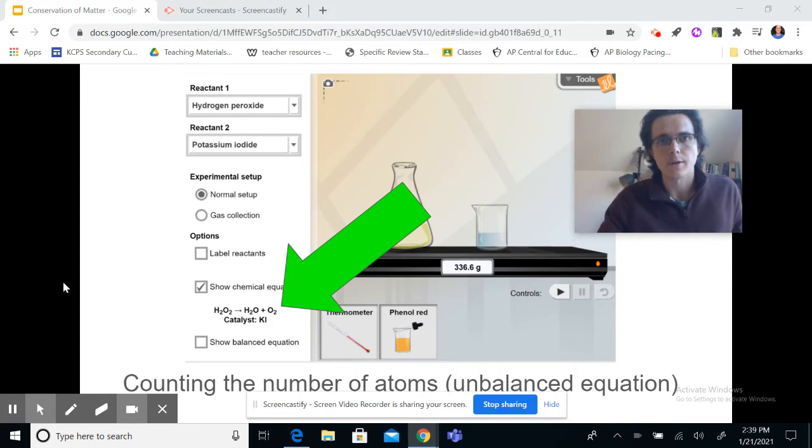Hi, chemistry students. So I've been getting some questions about numbers 5 and 6 on the Chemical Change Part 2 Gizmo. To start off on number 5, they have you click this box here to show the chemical equation for the reaction between hydrogen peroxide and potassium iodide.